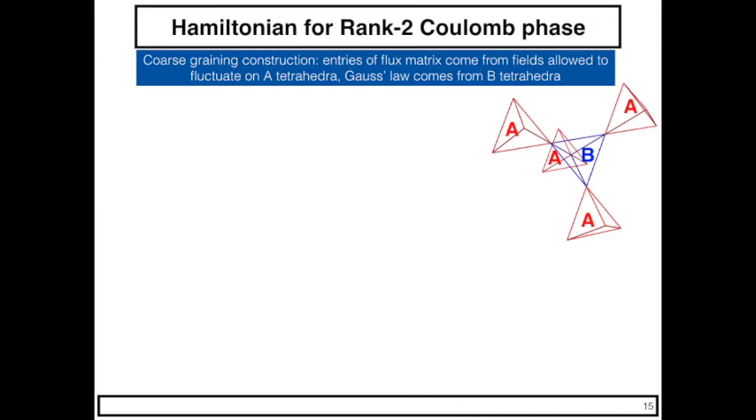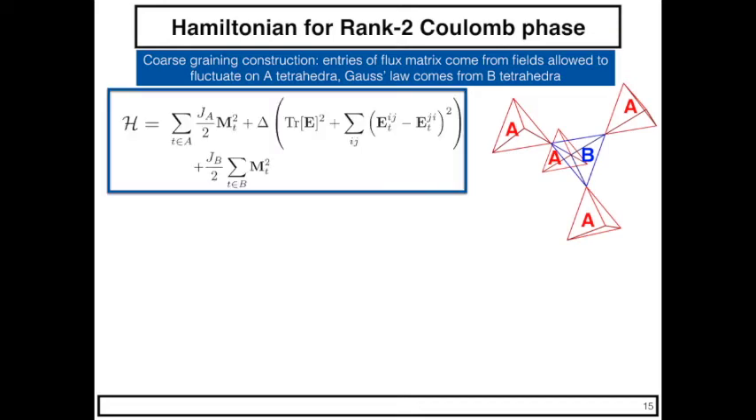Well, if we remember how we did our coarse graining construction, which led to our 3 copies of a Coulomb phase, we'll remember that the entries of the flux matrix come from the A tetrahedra, and the Gauss's law comes from the interaction on the B tetrahedra, at least within our construction. So we're going to write down a new Hamiltonian, where the Hamiltonian on the B tetrahedra is exactly the same as it was before, and will therefore preserve the same Gauss's law, but we'll add terms on the A tetrahedra which exert an energy cost for having finite trace and antisymmetric parts of E. And this will give us what we want.